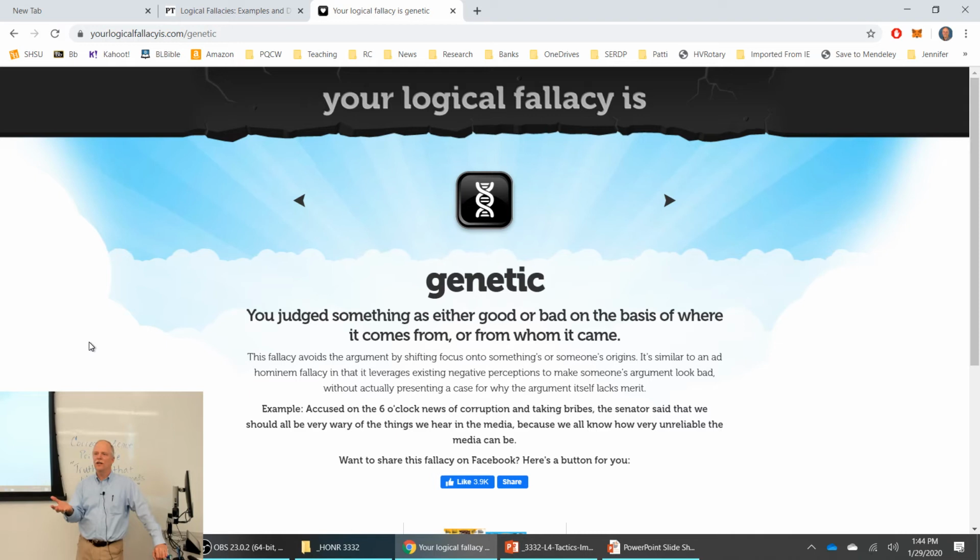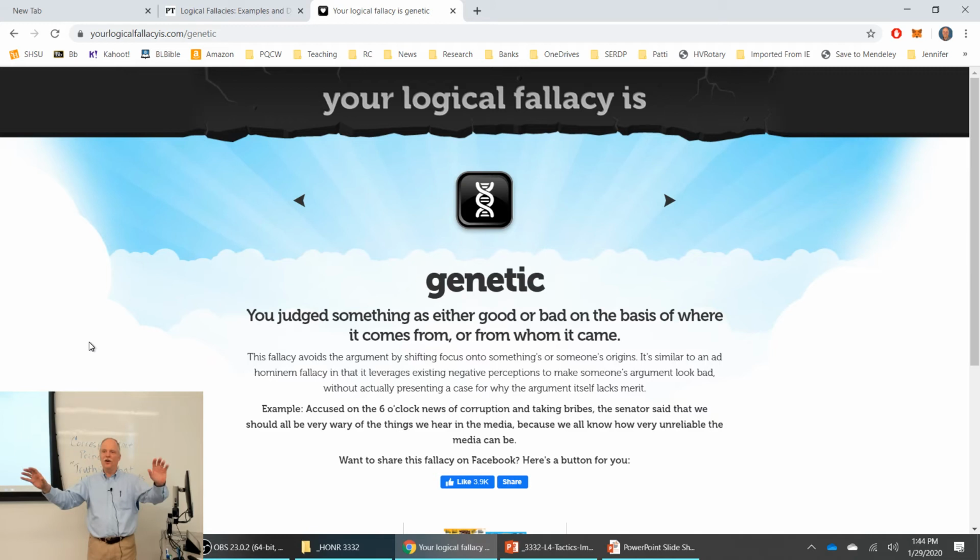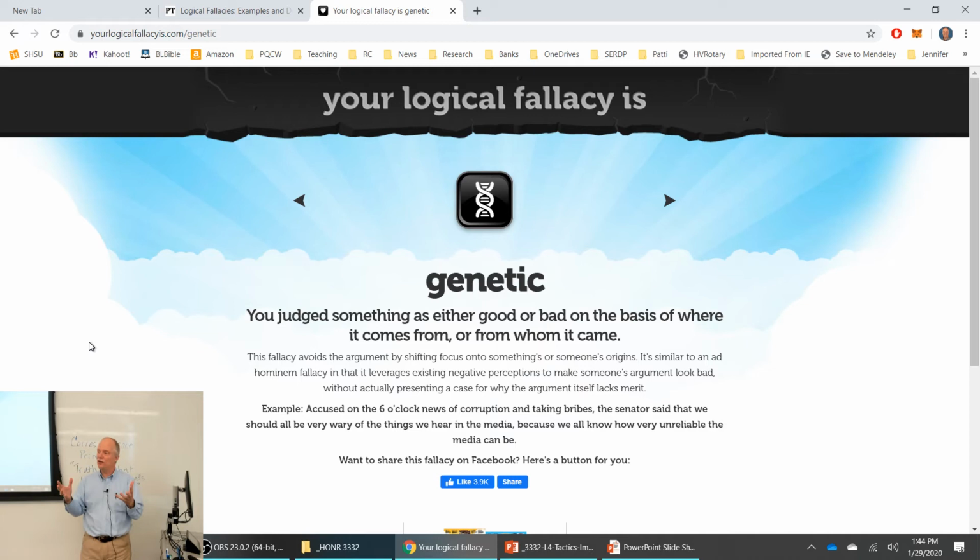This one's one of the more difficult ones not to do yourself. Whether you're for Fox or CNN, are you going to listen to anything from the news source that you don't like? That's the genetic fallacy, to just discount that before you ever even look at the article. Now, I'm not saying that trust isn't involved, but we're not talking about which one you trust. We're saying you're saying that just because it comes from that group, it's false. Before you read it.